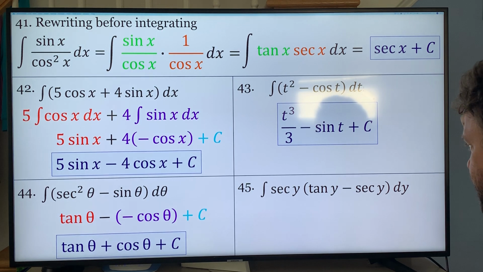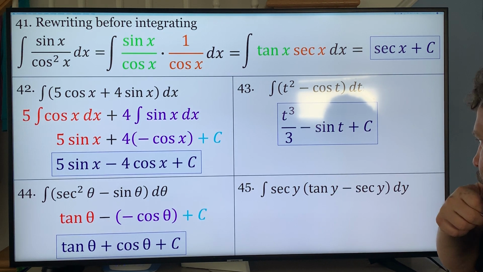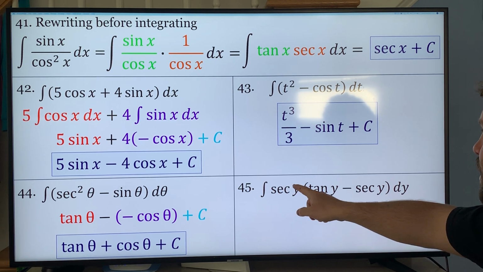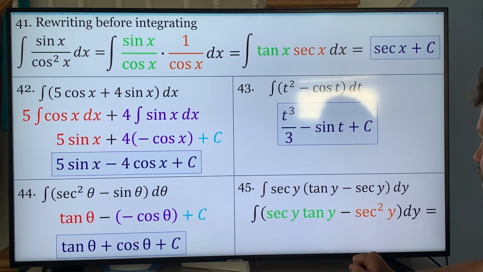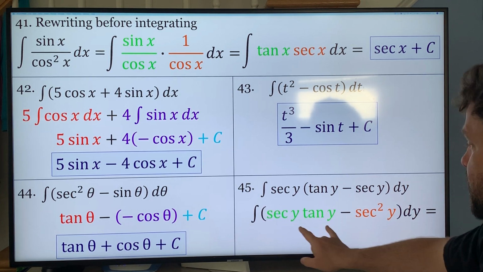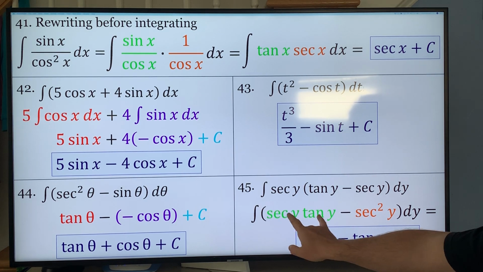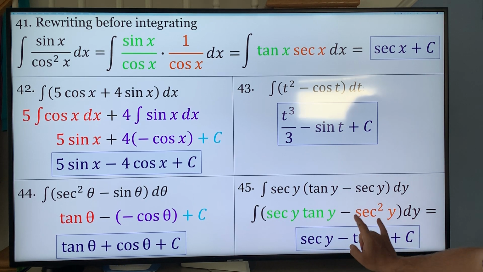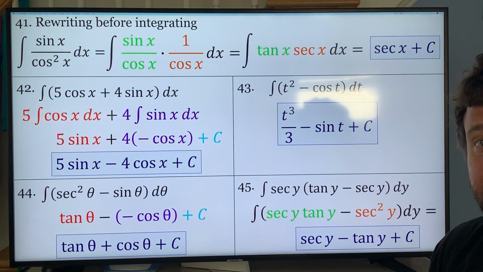45. Ready? Secant tan times tan is secant tan. Secant times negative secant is secant squared. So you're going to integrate this. Is there one for secant tan? Yes, there is. Is there one for secant squared? Yes, there is. Since you're doing y, make sure they both have y's. Yes, they do. The integral of secant y tan y is secant y. The integral of secant squared is tan plus c. And there you go. That is the entire lesson on integrating.